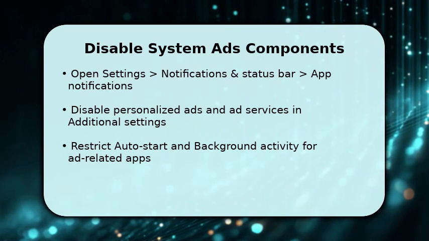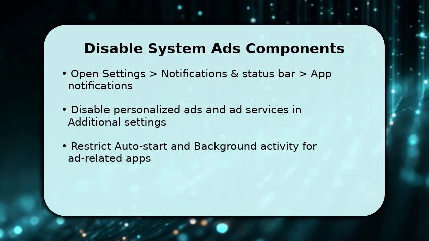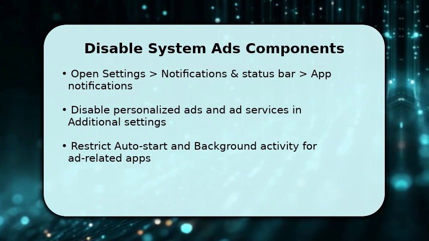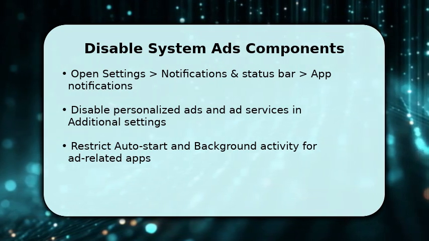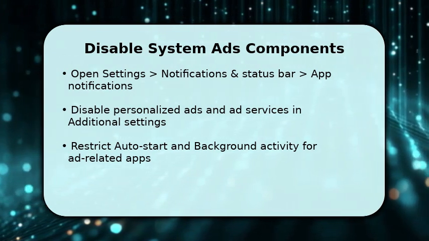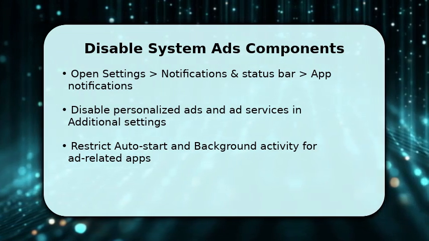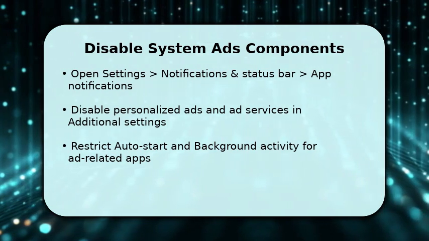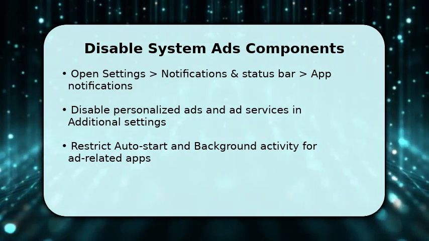You'll now remove the core pathways ads use: notifications, personalization, and background activity. First, in notifications, block promoted content from the system apps. This stops pop-ups. Next, in additional settings, locate ad services or personalized recommendations and turn them off to cut targeting and tracking. This reduces ad frequency. Finally, restrict auto start and background activity for apps like System Ads Framework so they can't relaunch. These steps remove both visible ads and the hidden processes that fetch them.